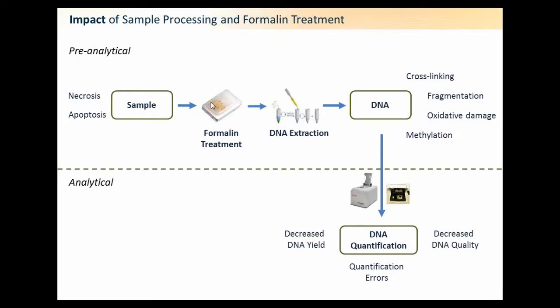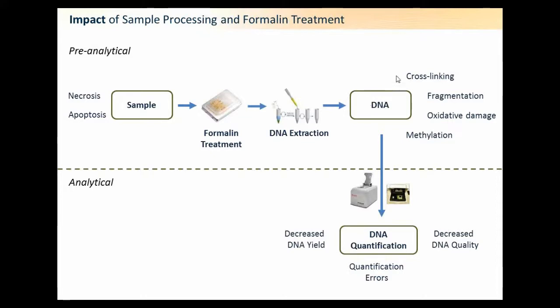Now, formalin is very good at preserving samples, but it's also an excellent DNA damaging agent and a pretty nasty chemical. And so, in this step here, whilst you're fixing your sample and preserving it, you're also introducing potential cross-links in the DNA, potential fragmentation, as well as oxidative and methylation damage onto the DNA. Through the process, you then do DNA extraction, and then you have your DNA at the end point.